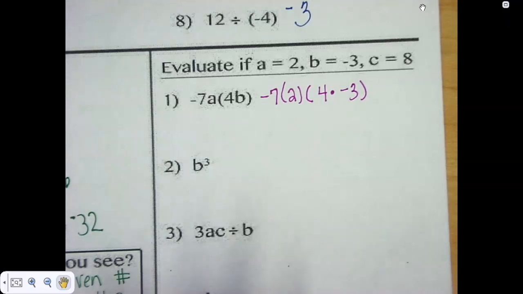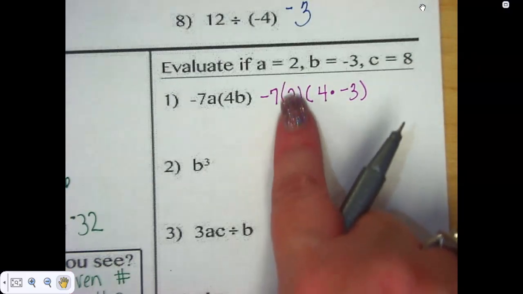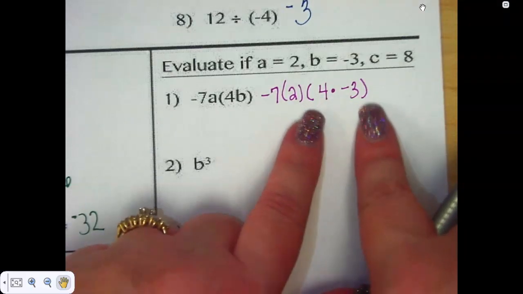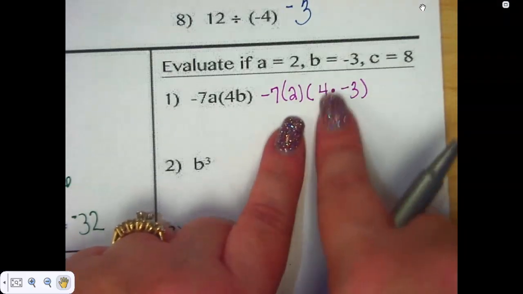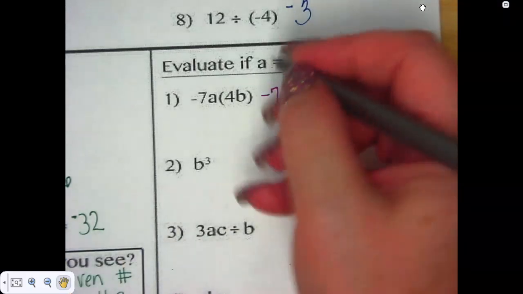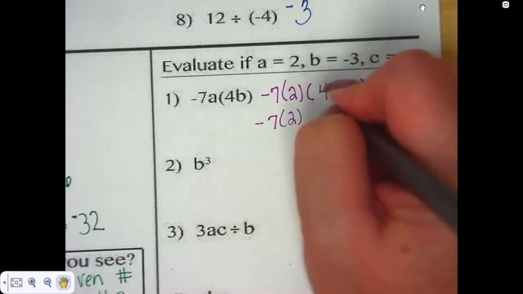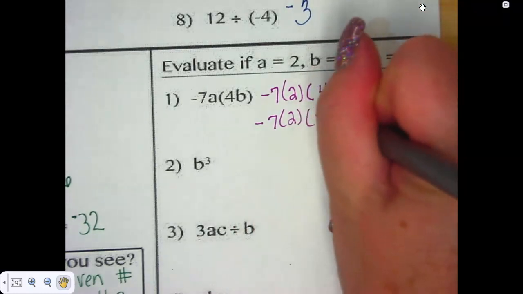And then order of operations says to do what's inside the parentheses first. So I have a parentheses here, but there's no math inside of it to do. So we have parentheses here. Is there math to do inside of that? Yes, so we're going to go here first. 4 times -3. What's 4 times -3? -12. Rewrite the problem and change the 4 times -3 to a -12.